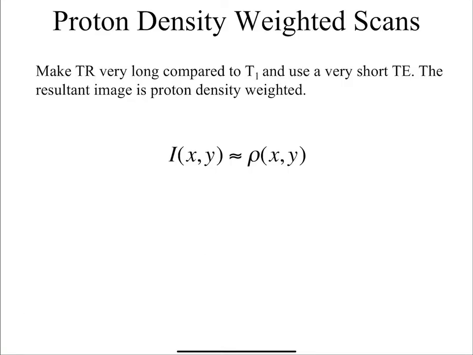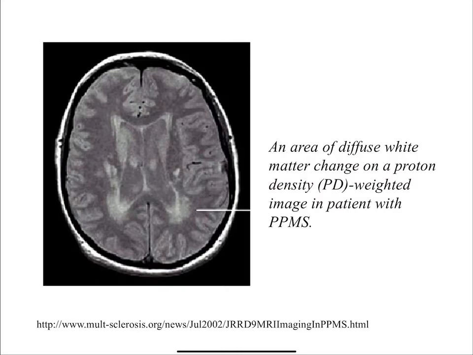And then proton density weighted scans. Here we make the TR very long compared to T1 and use a very short TE. So at the end of the day, we're just left with the density of protons in that image, all right? And so here's an example of a proton density weighted scan in a subject with multiple sclerosis, showing increased protons in this area of white matter. White matter is the wiring of the brain, and it's thought that one of the things multiple sclerosis does is attack the wiring of your nervous system. And so this is an attempt to see if using proton density weighted imaging they could better detect multiple sclerosis.